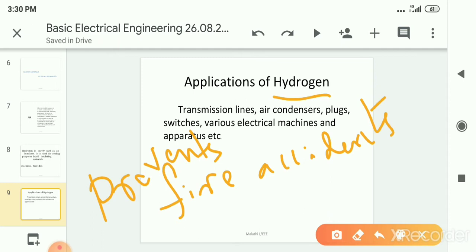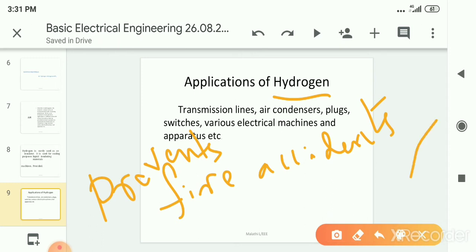So by observing these properties, what are the applications for hydrogen? The various applications of hydrogen are, due to its low density, which is one of the properties, it is used in high speed electrical rotating machines to reduce windage losses.